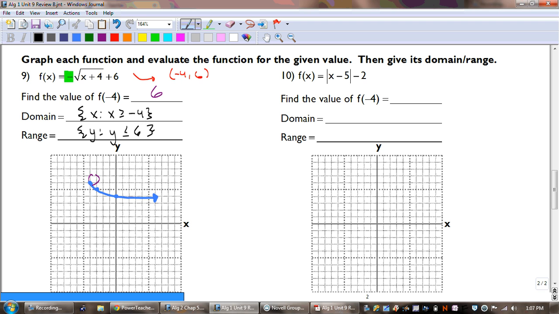All right, 10. The first thing I notice about 10 is that it is absolute value. Is there a reflection? No. Okay. Our vertex for this is 5, -2. Good, I almost made a mistake. So at 5, -2, that's where I'm going to start. And then I go up 1, right 1, up 1, right 1, up 1, right 1. There we go. Beautiful. Find the value of f of -4.